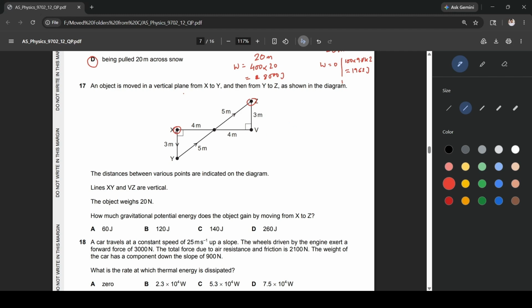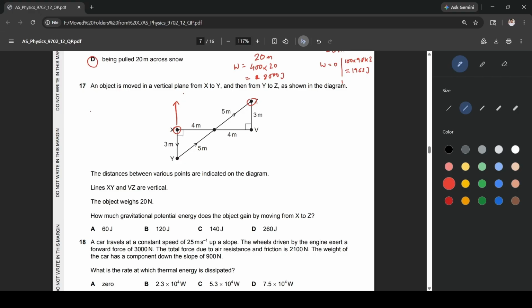Okay, so when moving from X to Z, the change in height is simply 3 meters. It doesn't matter how far below it goes. It doesn't matter what the diagonal distance is or the horizontal distance. So the diagonal and the horizontal distances don't really matter. What matters is the height gained by the object when moving from X to Z. So when moving from X to Z, it moves by a vertical distance of 3 meters.